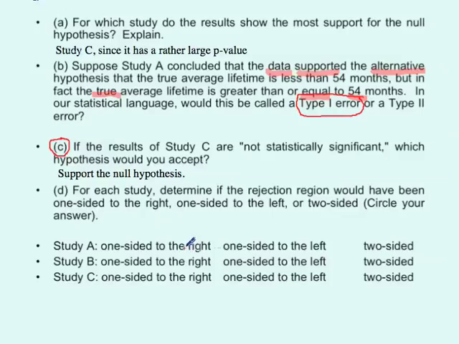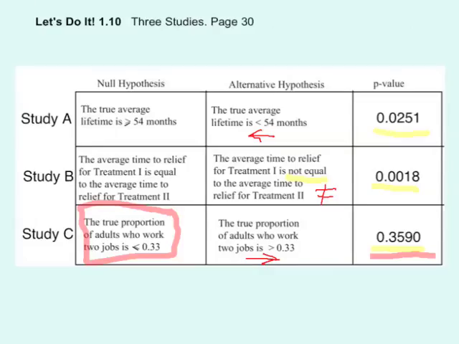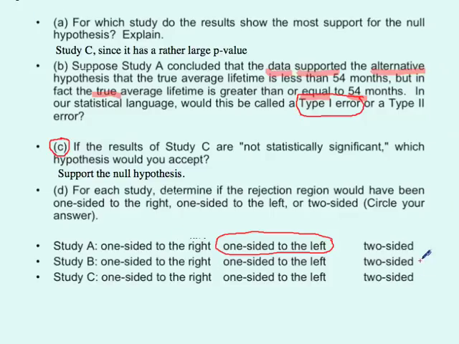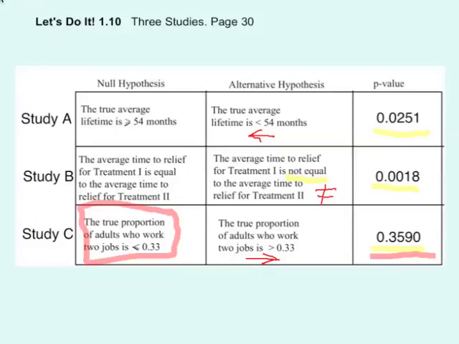So let's go ahead and do our circling here. So we've got one-sided to the left for Study A, right? See how that works, okay? And then we've got two-sided for Study B, and we've got one-sided to the right for Study C. One more time, let's take a look at it, again because the inequality symbols are just a nice trick helping us out figuring out which way to go there.